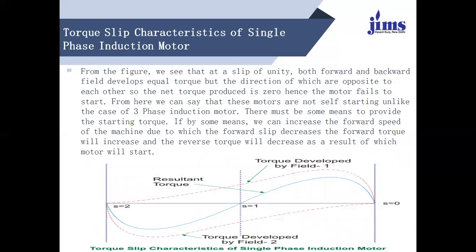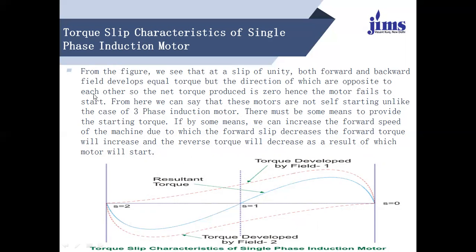The torque slip characteristic of a single-phase induction motor is quite different from the torque slip characteristic of a three-phase induction motor. From the figure, you can see that two torques are developed, one due to the forward field and one due to the backward field. So the resultant will be as shown, moving from S2 to S1 and then S0.